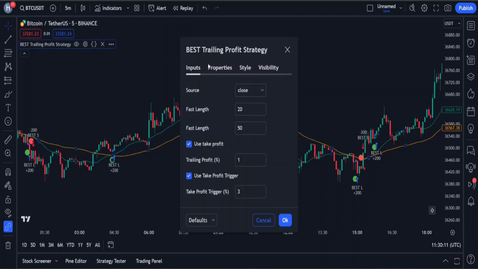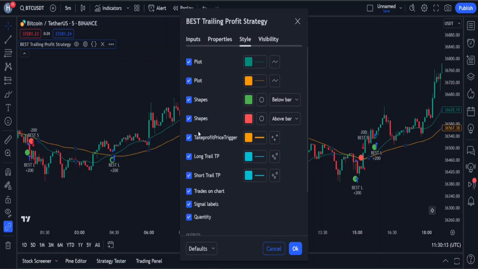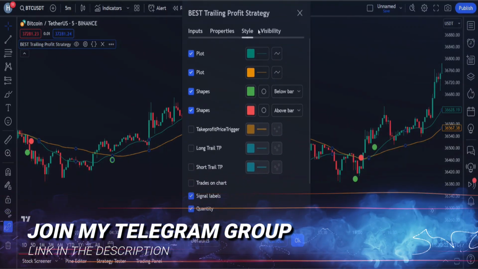So we will click on the settings icon. And first of all, in the style section, we have to hide some options. We will uncheck these 4 options. This will make our chart easy to read and understand.